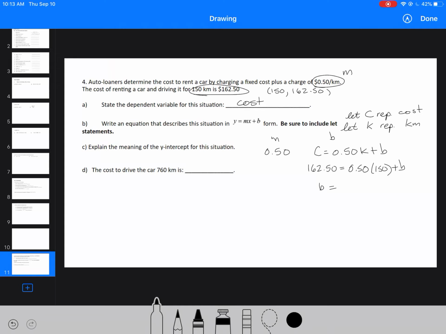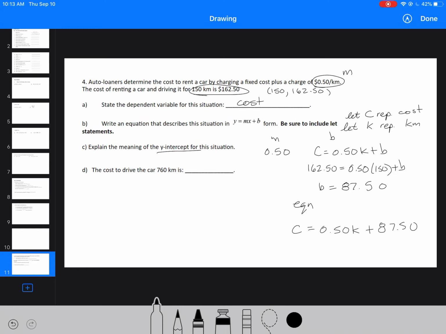This is going to give me a final answer of 162.50 take away 50 times, no, well, that didn't work, so let's try with a different calculator here. So we've got 162.50 take away 50 cents times 150 kilometers. That gives us our b of $87.50. So then our equation, our third step, would be C equals 0.5 K plus 87.50.